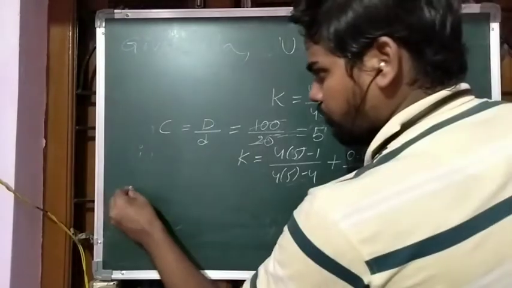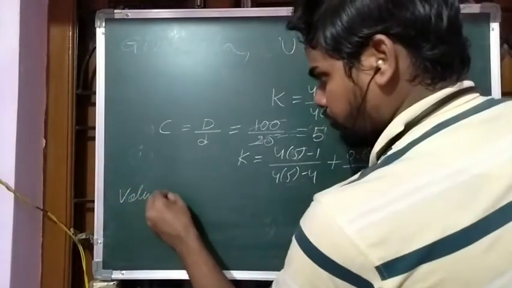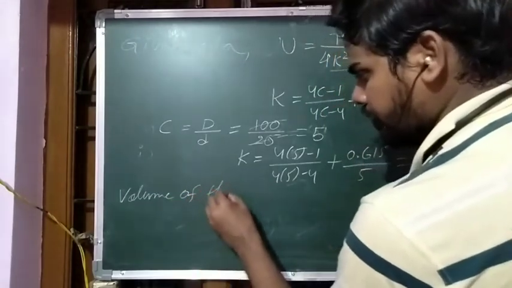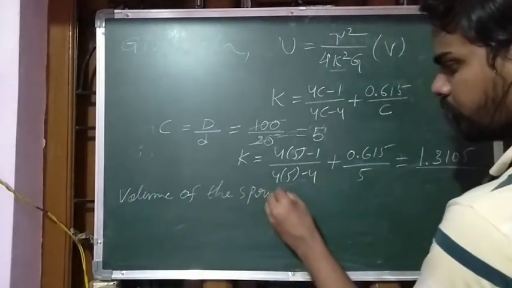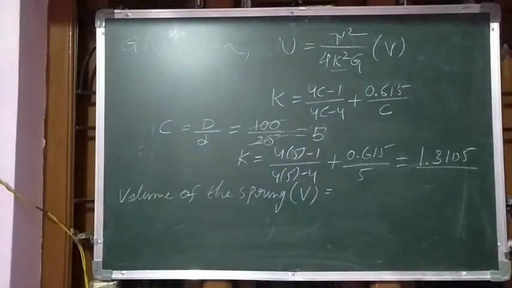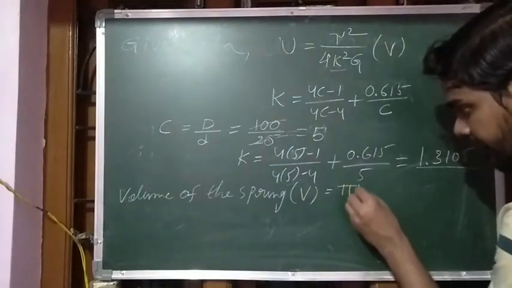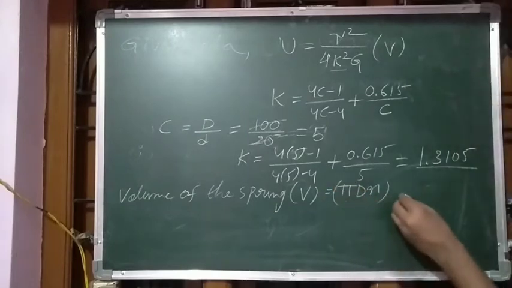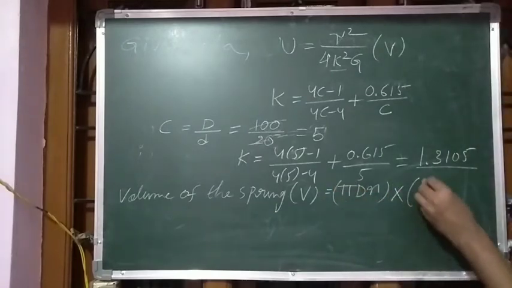Now calculate the volume of the spring. What is the formula for the volume of the spring? It is the length of the spring wire into the area of the spring wire, so pi D n times the area.